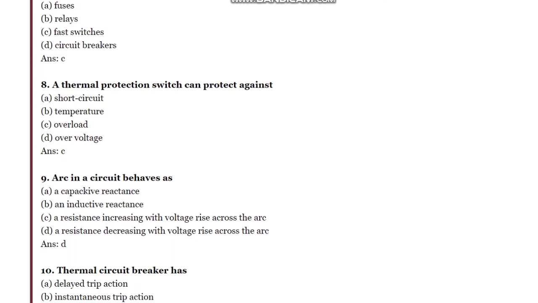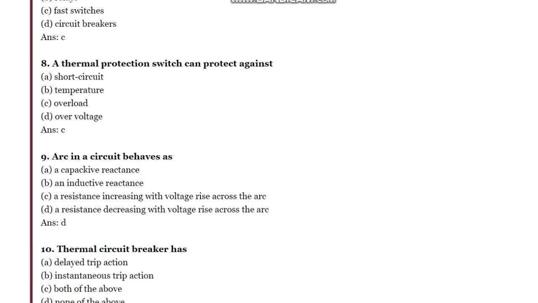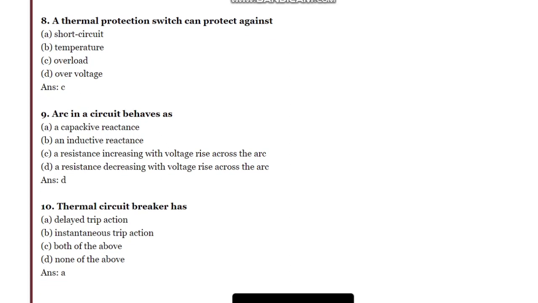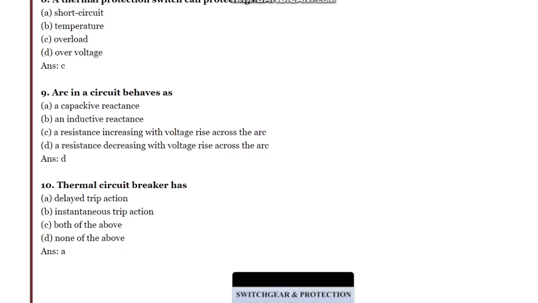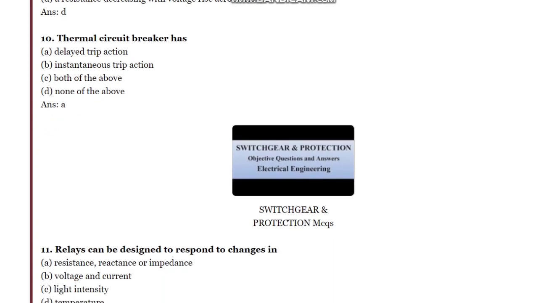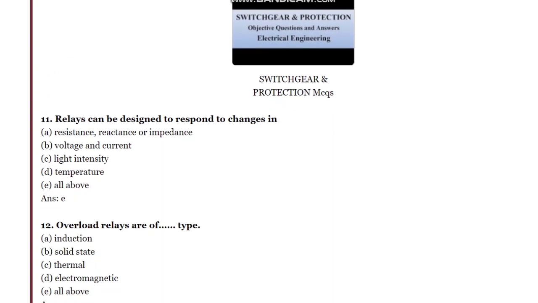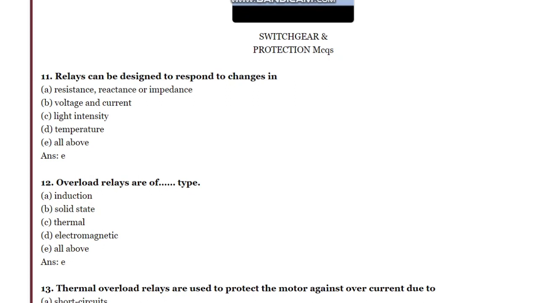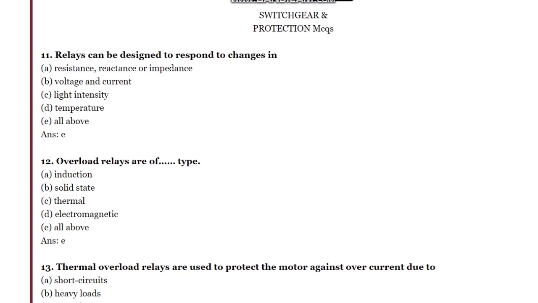A thermal protection switch can protect against overload. Arc in a circuit behaves as a resistance decreasing with voltage rise across the arc. Thermal circuit breakers have a delayed trip action, that is the first option. Then relays can be designed to respond to change in all of the above, that means resistance, reactance or impedance, voltage and current, light intensity, temperature.